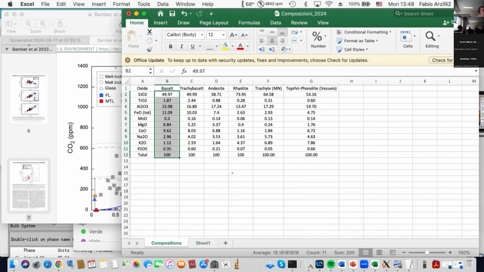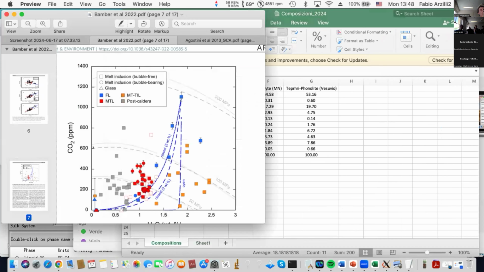For my diagram here, we used basically Masaya Triple Layer and Fontana Lapilli. The two lines here represent two bulk compositions, one for Fontana Lapilli and the other for Triple Layer. Both of them are highly explosive eruptions from the Masaya volcanic system in Nicaragua. But since one is a pure basalt and the other is a basaltic andesite, we calculated the solubility for both of them.